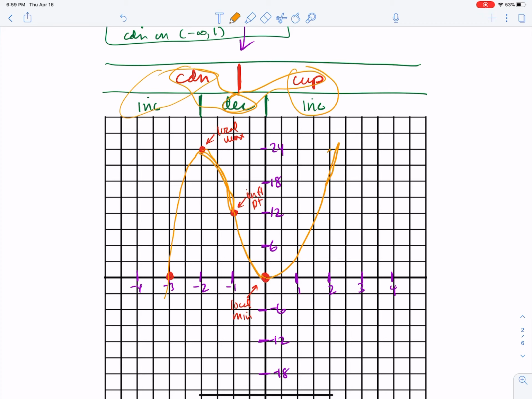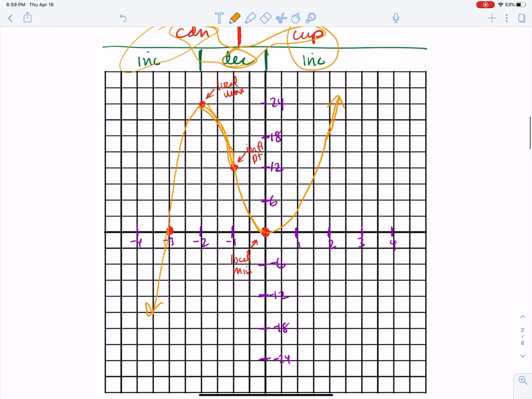And then I remember that as x goes to positive infinity, my graph should keep going up and up. As x goes to minus infinity, my graph should keep going down, down, down. And so this is a reasonably carefully drawn graph that labels the important points of this function.